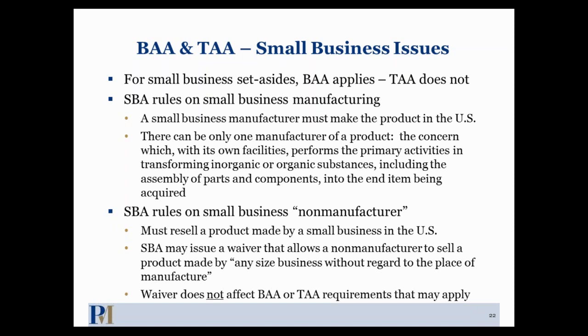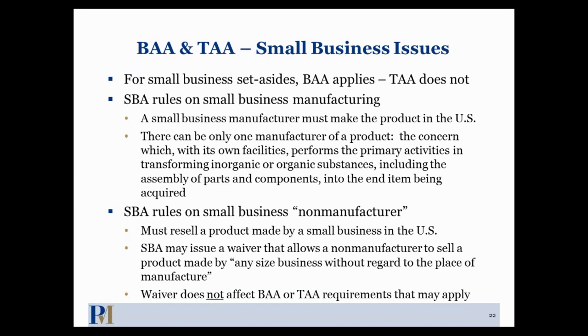And when the SBA issues a waiver, whether it's on a class basis or an individual basis, what that means is that the small business non-manufacturer is authorized to sell a product that's made by any size business without regard to where it was made. So, in other words, you no longer have to sell the product of a small business made in the U.S. You can sell a product of a large business.